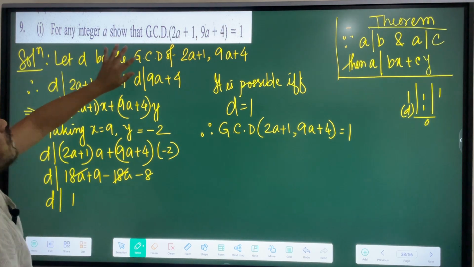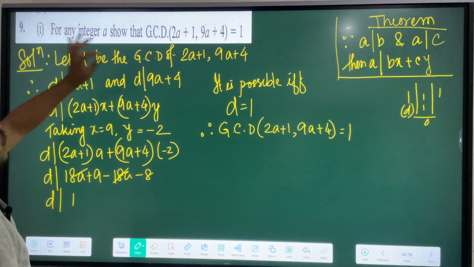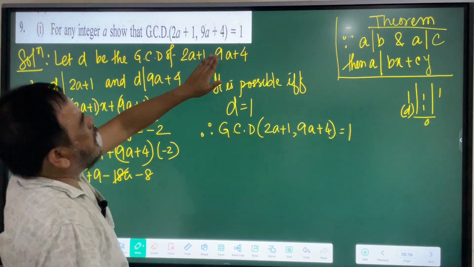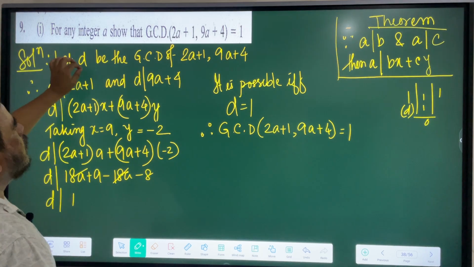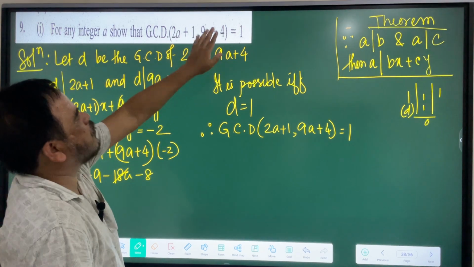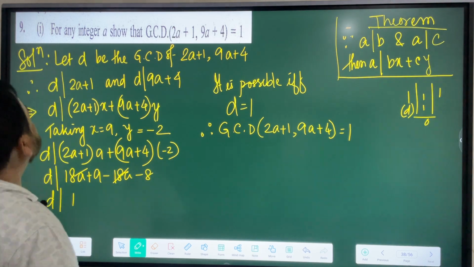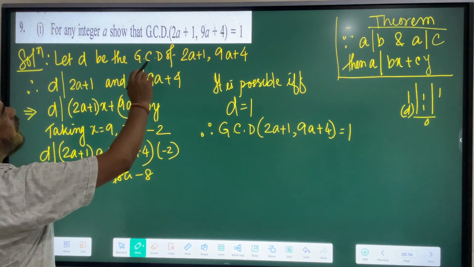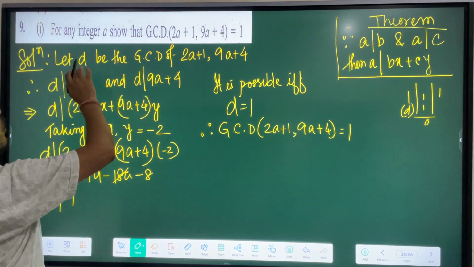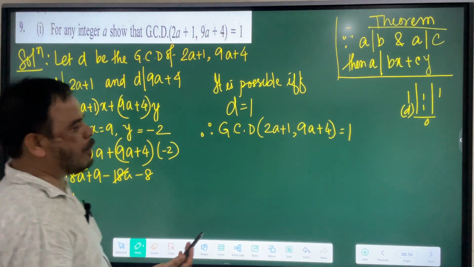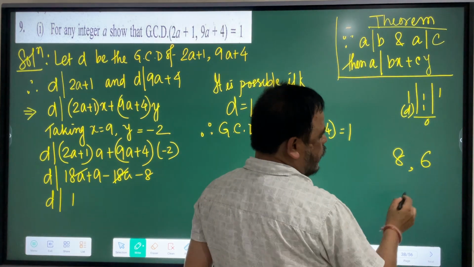So let D be the GCD of 2a plus 1 and 9a plus 4. If we can show D is 1, then GCD of 2a plus 1 and 9a plus 4 is 1. Okay. So we will try to prove D equals 1. So if D is GCD of 2a plus 1 and 9a plus 4, D divides 2a plus 1, D also divides 9a plus 4. Look here, example. 8 and 6. What is the GCD? 2.